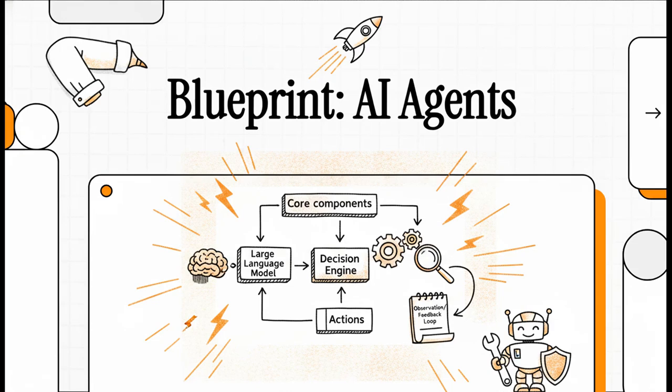Welcome to this explainer. Today we are rolling up our sleeves and really demystifying the core components of AI agents. Look, if you've been working with large language models, you already know they are incredibly powerful. But let's be real, there is a massive leap between just typing a prompt into a browser and actually building a robust, production-ready system that acts on your behalf.